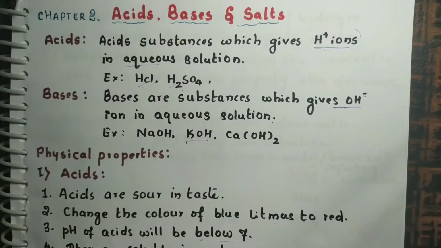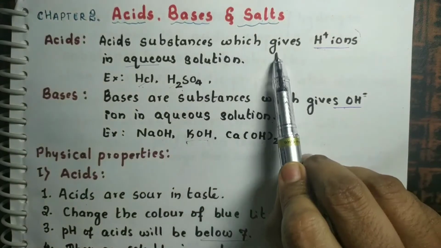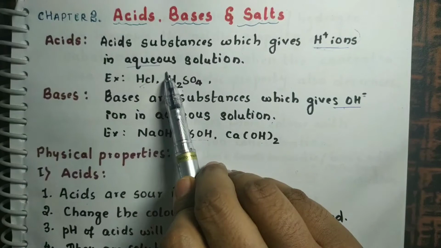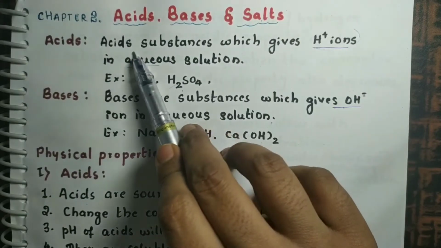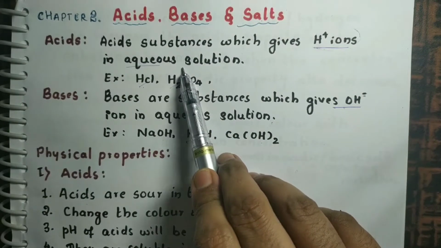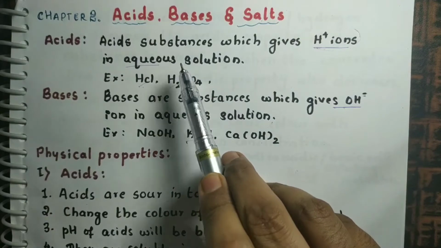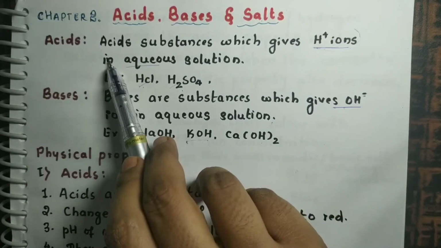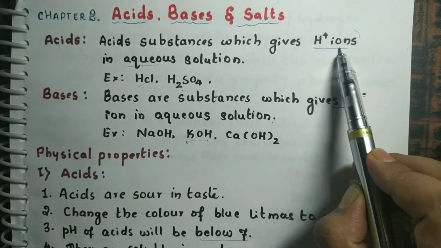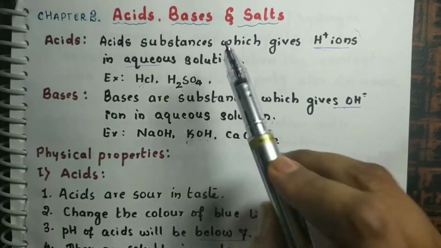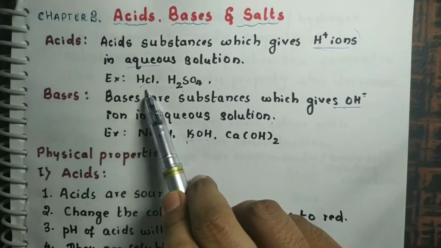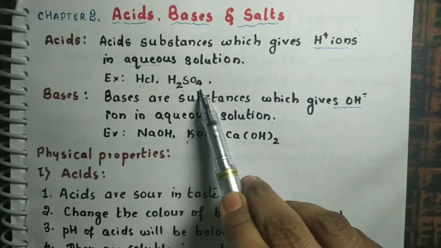Let us see the definition of acids. Acids are substances which give H plus ion in aqueous solution. What are aqueous solutions? The solutions in which the solvent is water are called aqueous solutions. So acids are the substances which give H plus ions in the aqueous solution. Some examples for the acids are hydrochloric acid and sulfuric acid.